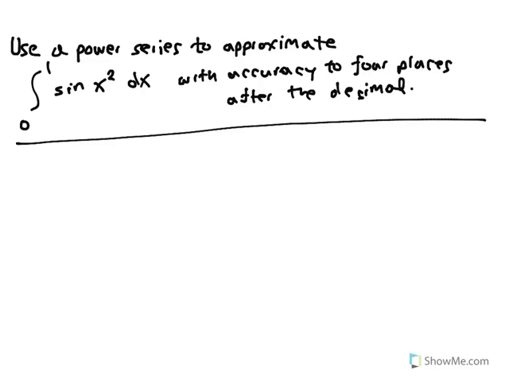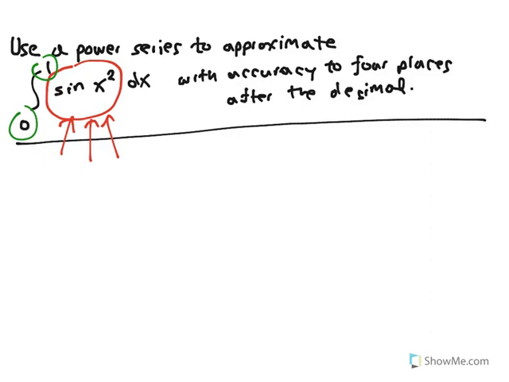So we look at this problem for our third objective. Use a power series to approximate the definite integral of sine of x squared from 0 to 1 with accuracy to 4 places after the decimal. So again, the fundamental theorem of calculus states that if you are able to find an antiderivative of the integrand, you can evaluate the antiderivative at the upper and lower limits of integration and subtract, and that would give you the value of the definite integral. Unfortunately, we can't do that because we're not able to find an antiderivative of sine of x squared.